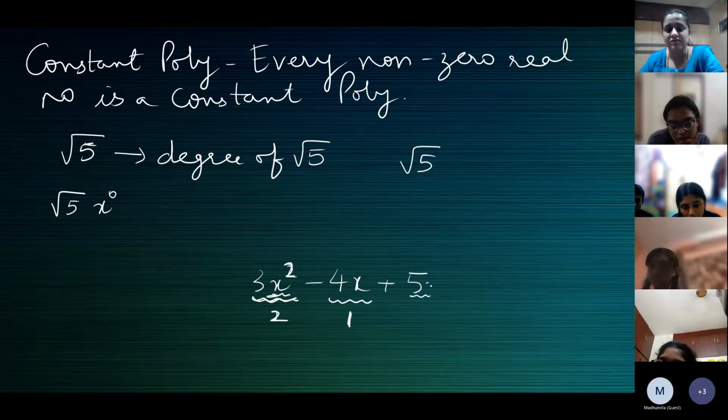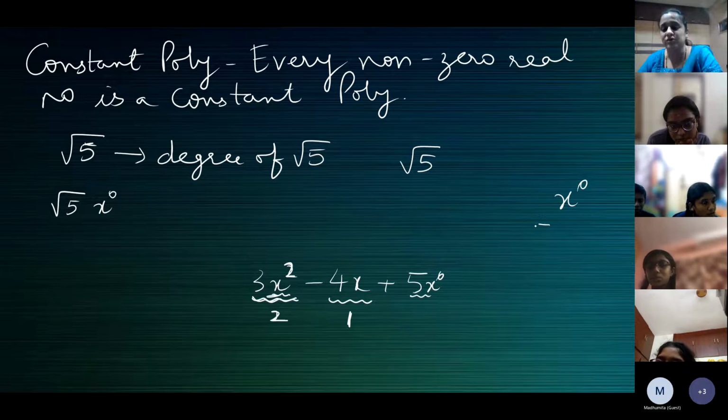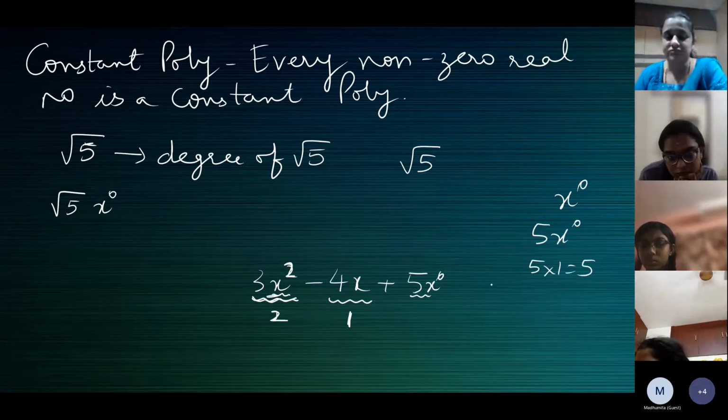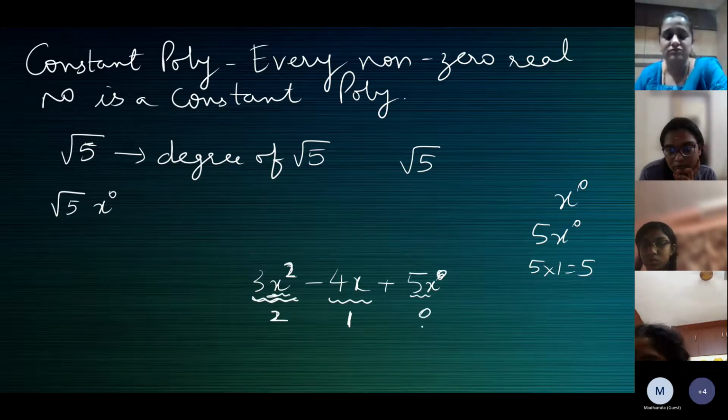And here, it's like x to the power 0. You can just ignore the constant. In case you want to write the power of the variable, it is x to the power 0, because you know x to the power 0 is 1. And 5x to the power 0 means 5 into 1, which is 5. So you can look at 5 as 5x to the power 0. Here the power is 0.